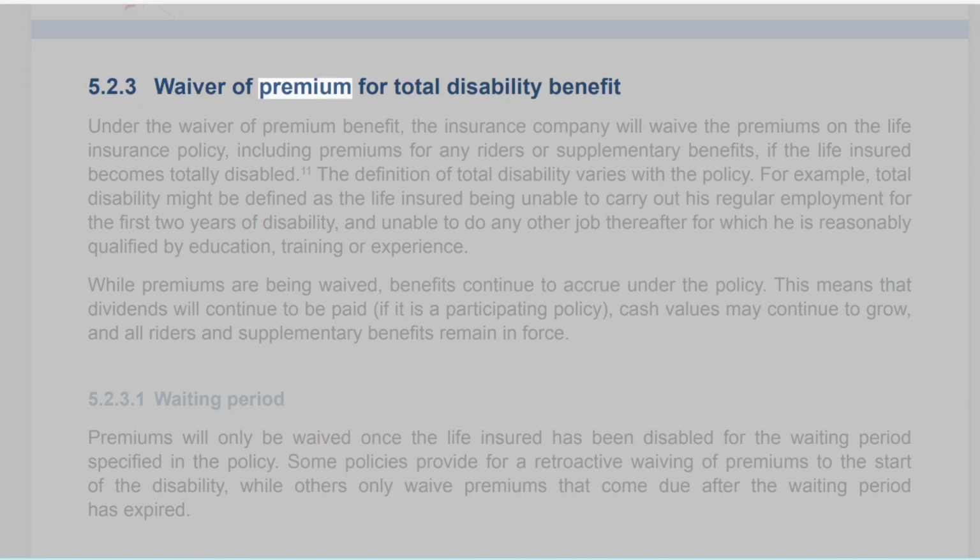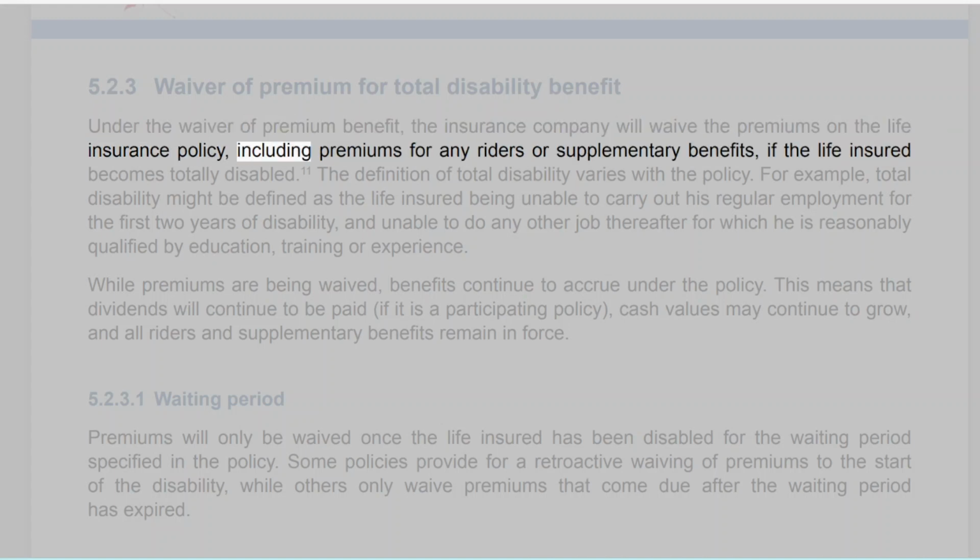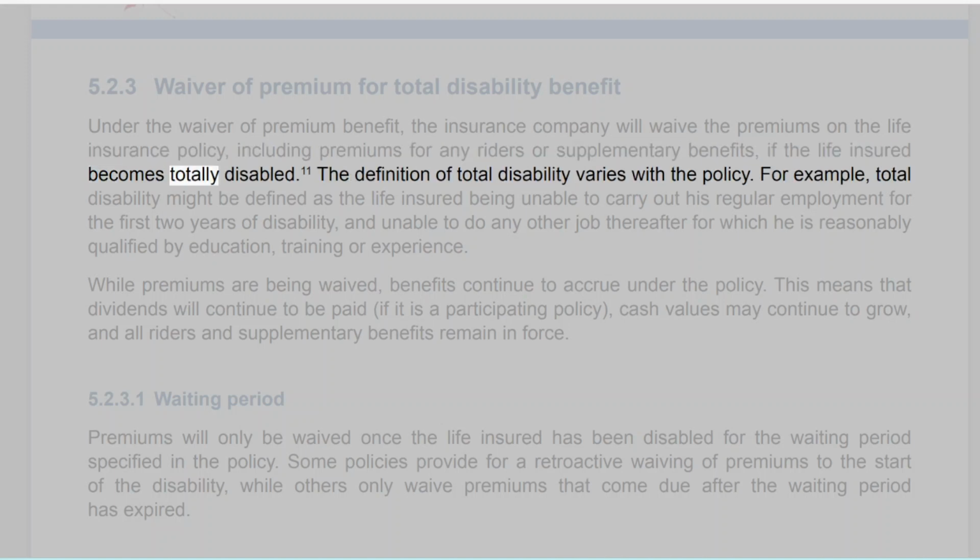5.2.3 Waiver of Premium for Total Disability Benefit. Under the waiver of premium benefit, the insurance company will waive the premiums on the life insurance policy, including premiums for any riders or supplementary benefits, if the life insured becomes totally disabled.